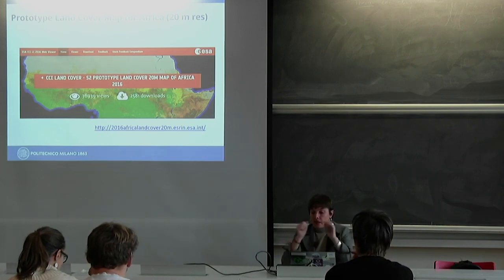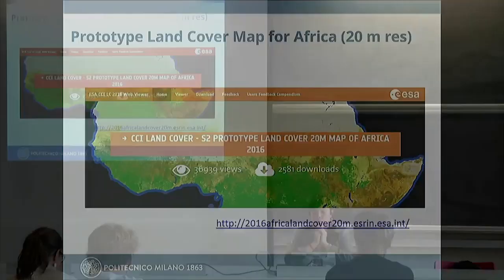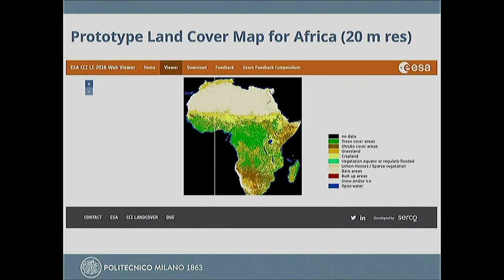Okay, let us have a look at this map. This is a prototype land cover map for Africa with a resolution of 20 meters. There is the website where you can read everything about the map, and if you are interested, you can also download the map, keeping in mind that this is a prototype. So if you want to use it, you need to validate the product before.